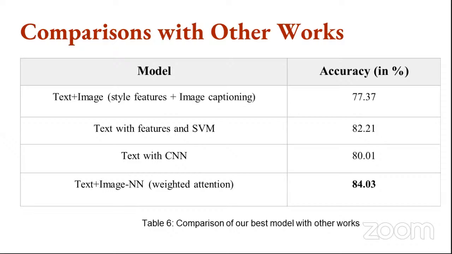We also compared with existing techniques. In the existing literature, there are some SVM based techniques and some CNN based techniques. Text with features on SVM was giving 82.1%, text with CNN was giving 80%, and our proposed approach is giving 84.03%.